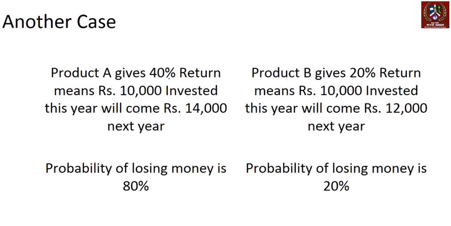So what do we introduce? Product A gives 40% return, which means 10,000 invested will become rupees 14,000 next year. But there is a condition that there is a probability of losing money. There is a possibility that you could lose money as well. It expects to give 40% return, but there is a chance that you could lose money, and that chance is 80% here. Product B, on the other hand, expects to give you 20%, but there is a chance that you could lose money, and that chance is 20%, right?